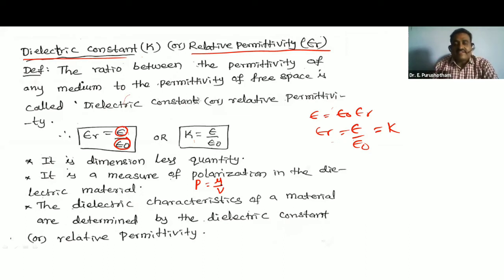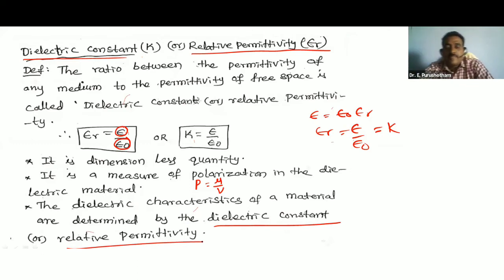The dielectric characteristics of materials are determined by the dielectric constant or relative permittivity. Using the dielectric constant, we can characterize the dielectric materials, whether these are dielectric materials, conductors or semiconductors. So this is the dielectric constant.